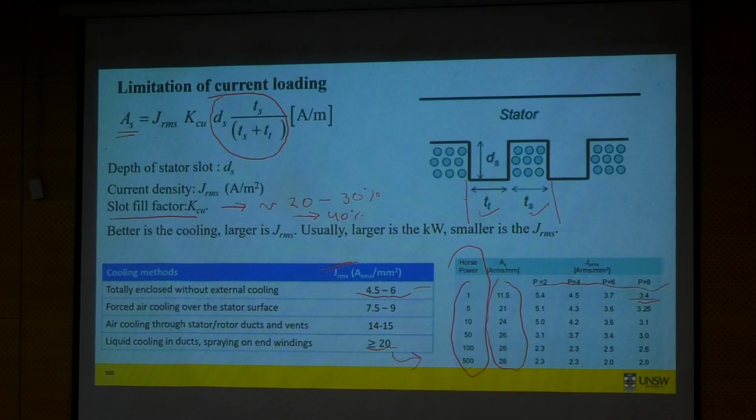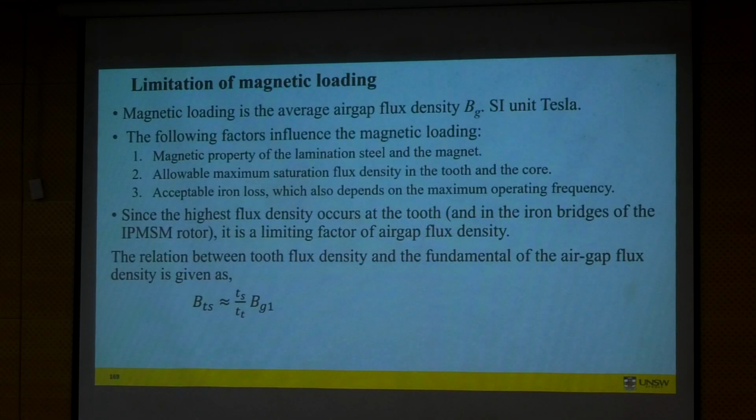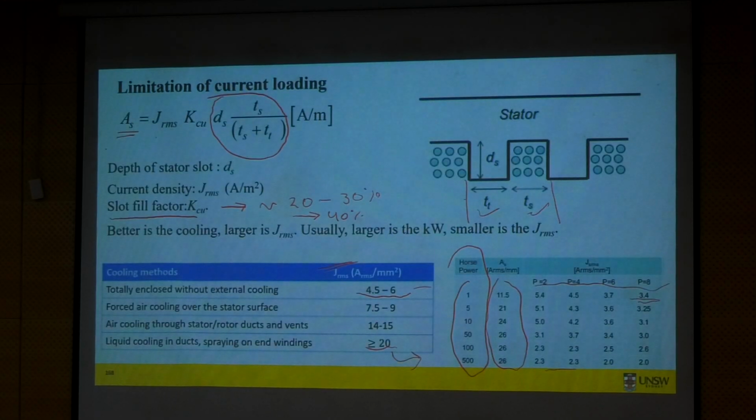Okay, the higher the power, the smaller the current density, because higher power means higher current. Higher current means you are using thinner conductors, so the current density also becomes lower. So, mostly cooling is your limit on deciding what electrical loading you can use in your machine. Okay, that's your limitation. And then slot area, obviously.